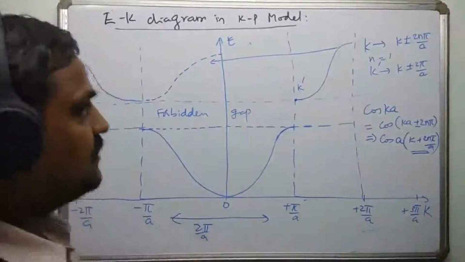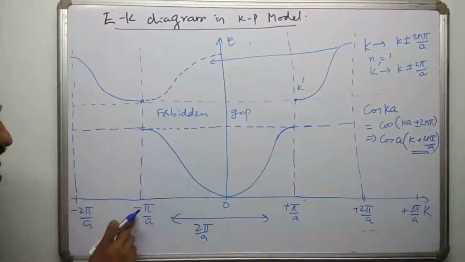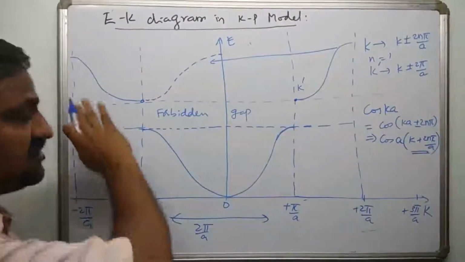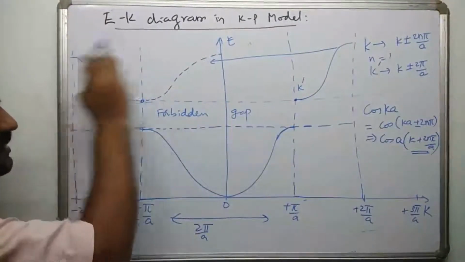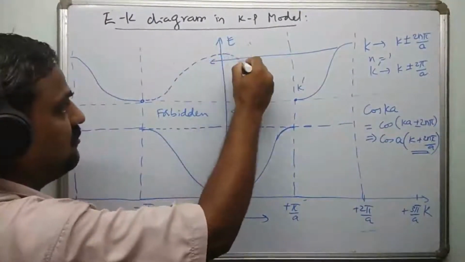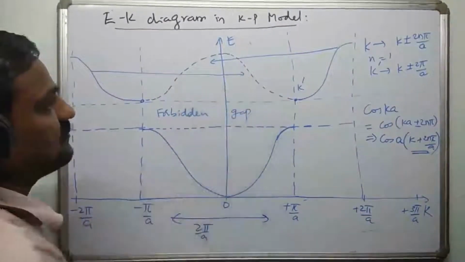And the same logic is applicable if you talk about this graph. See, for this point it is minus pi by a. So you can equally shift it through plus pi by a, plus 2 pi by a. So when you shift this curve towards the other side, it takes a similar form like this. So this curve moves over here.